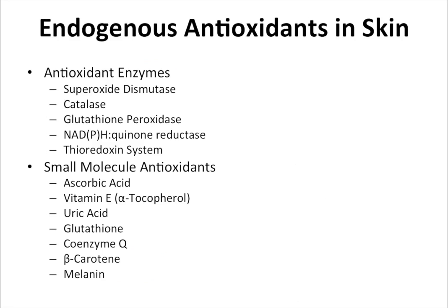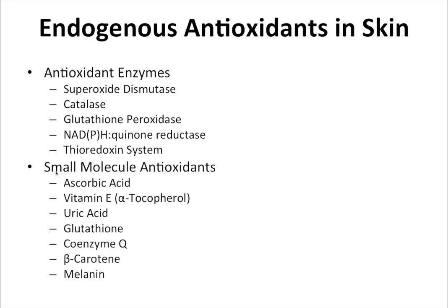When we talk about endogenous antioxidants in skin, again, we have antioxidant enzymes, which I mentioned. The two that we'll be most concerned about for this chapter will be superoxide dismutase, and there's actually several different forms of that. And then we also have catalase, and we'll discuss those in detail in terms of what type of molecules they neutralize. You also have things like glutathione peroxidase, NADPH quinone reductase, and the thioredoxin system. These are also very important, but for the sake of brevity, we'll primarily focus on these first two.